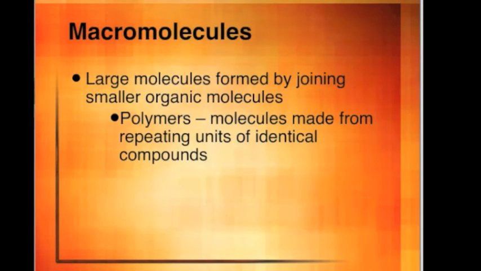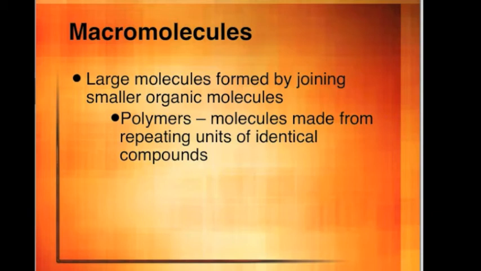All right, macromolecules, let's just go over a definition really quick. They are large molecules that form by joining smaller organic molecules together. A lot of times in the world of chemistry, we will refer to these as polymers. Polymers are molecules that are made up of repeating units of identical compounds. There are a lot of natural polymers in the world. There are also a lot of synthetic chemical polymers in the world. For example, plastic and rubber are synthetic polymers. There are polymers also in your body, and that's what we're going to talk about today, these macromolecules.